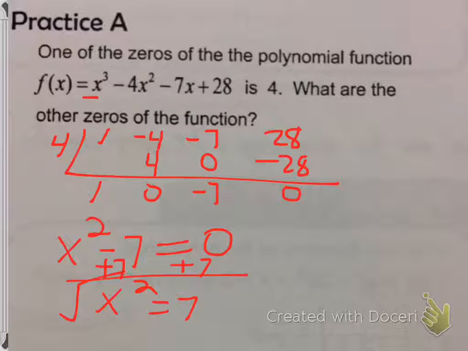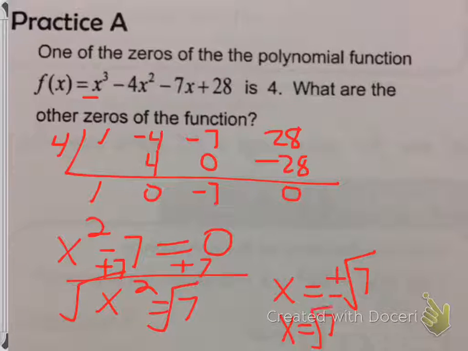To get the squared off the x, I'm going to square root both sides. So I get x equals plus or minus the square root of 7. So if I were going to list my answers out, I'd have x equals a positive square root of 7. Oh, I forgot my square root, sorry. I'd have x equals the negative square root of 7 from separating these right here. And then my last answer would be x equals 4 from the answer that they gave me up at the top.